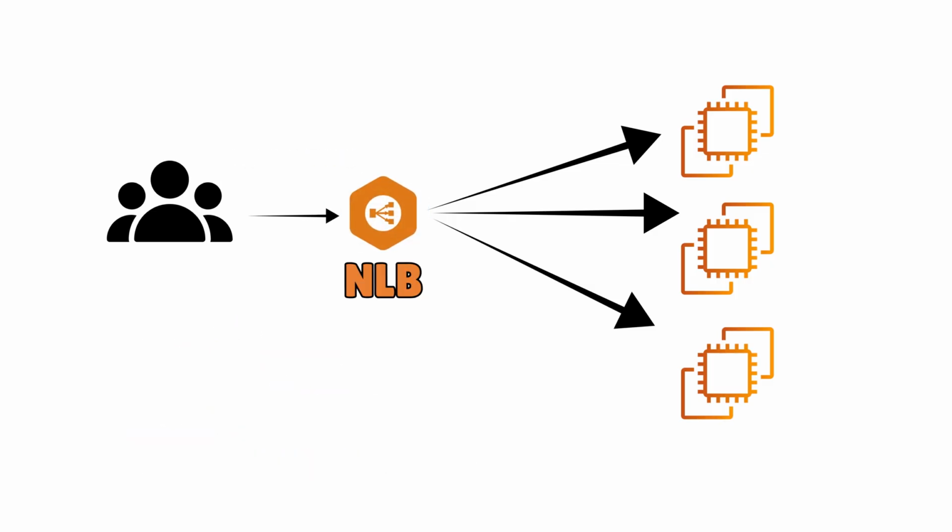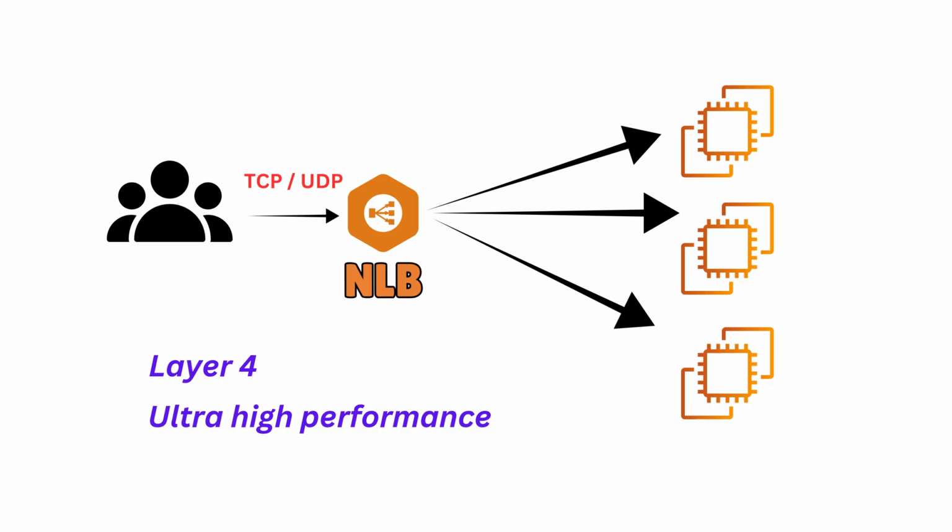Network Load Balancer works at Layer 4, supporting TCP and UDP. It's designed for ultra-high performance, capable of handling millions of requests per second. It also provides a static IP via elastic IP. Use it for low latency or high throughput applications.